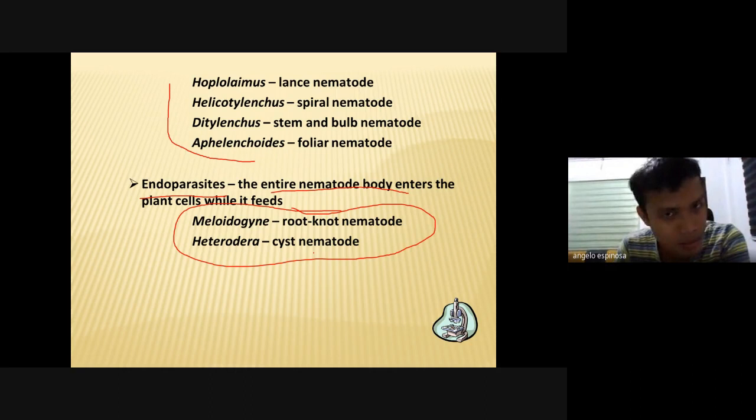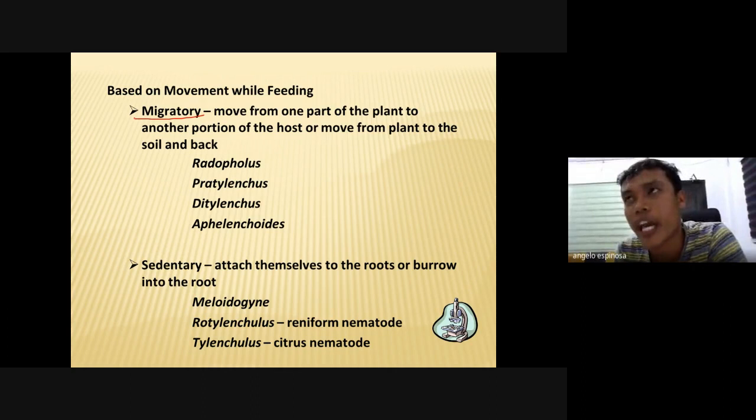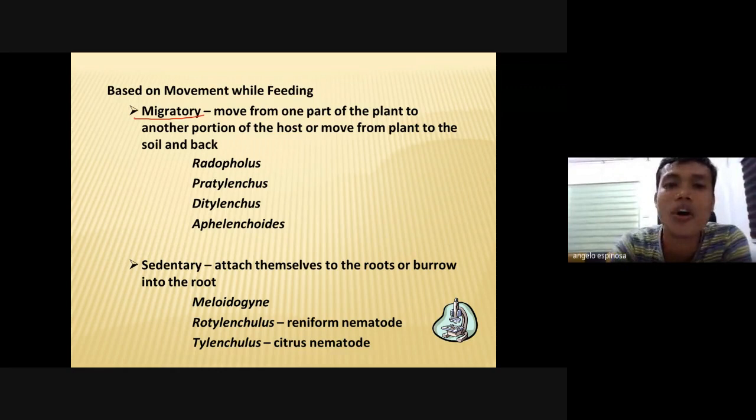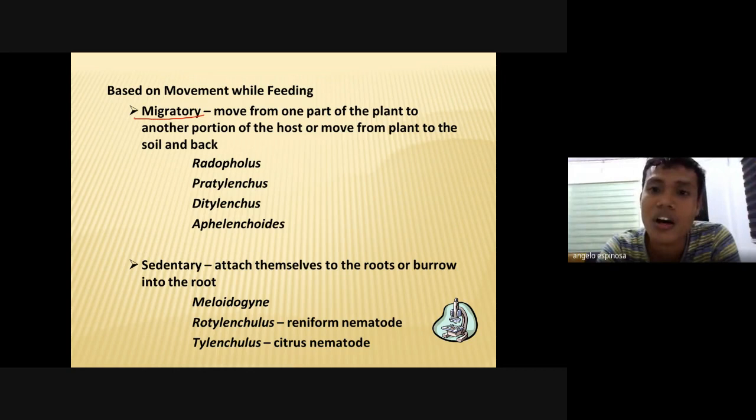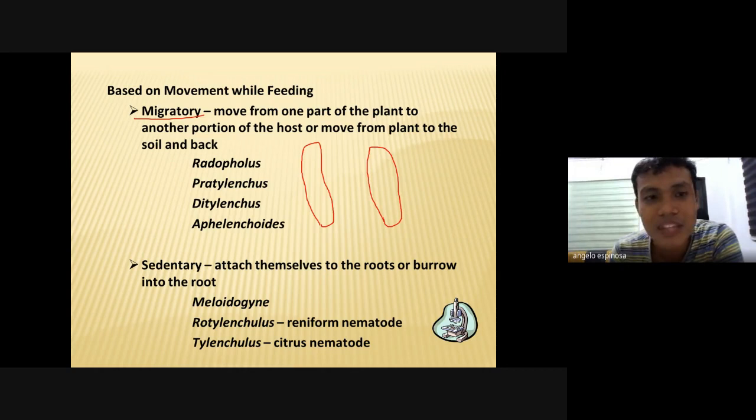Now, let's proceed to the classification based on movement while feeding. They are also migratory. Migratory nematode, for example, migratory ectoparasite, migratory endoparasite. Meron din yan. So, migratory meaning they move from one part of the plant to another portion of the host, or move from plant to the soil and back. Ano ibig sabihin yan? Pagkatapos niyang mag-infect dito, pupunta naman siya sa kabila. And that is what we call migratory.